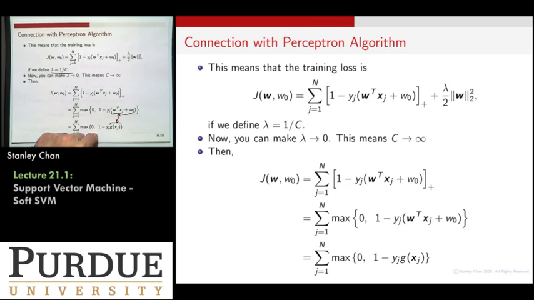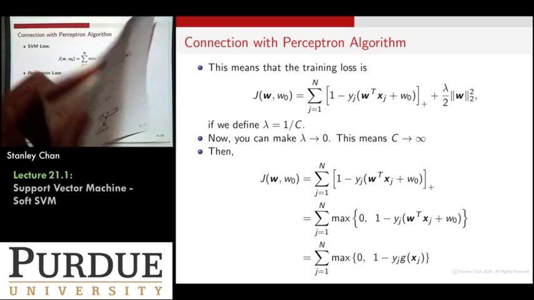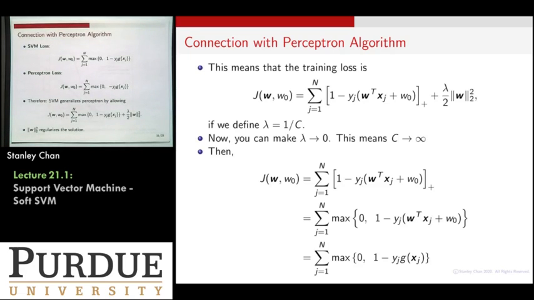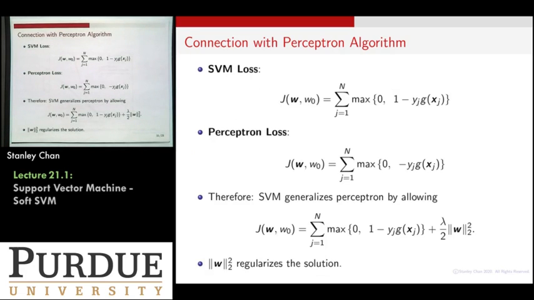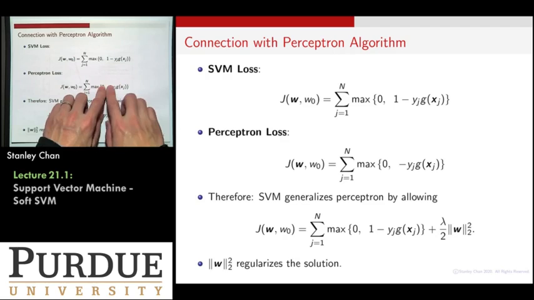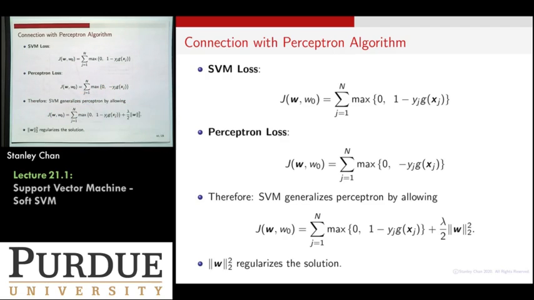Okay, so what will happen next is that the support vector machine loss actually has a very similar form compared to the perceptron loss. Is there any question? Okay, if you have questions, just let me know, all right?